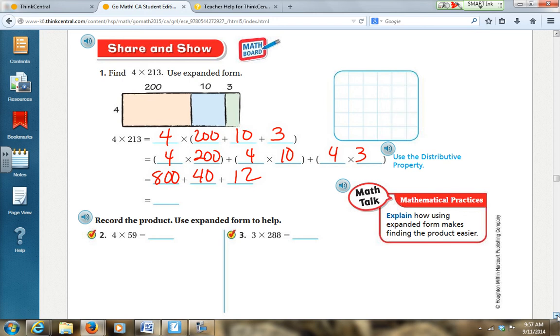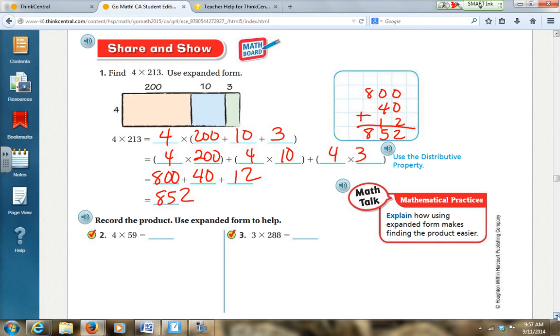So I'm going to add those together with these nice little boxes that they gave us again. Mrs. Fernley loves graph paper. All right, 0 plus 0 plus 2 is? 2. 0 plus 4 plus 1? 5. 8 plus 0? 8. My answer is 852. Yay. Done. Yeah.